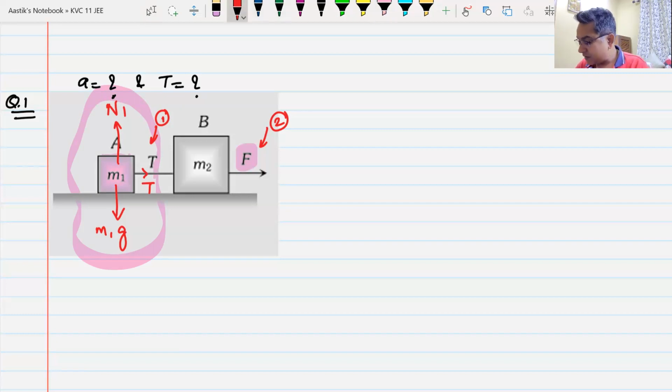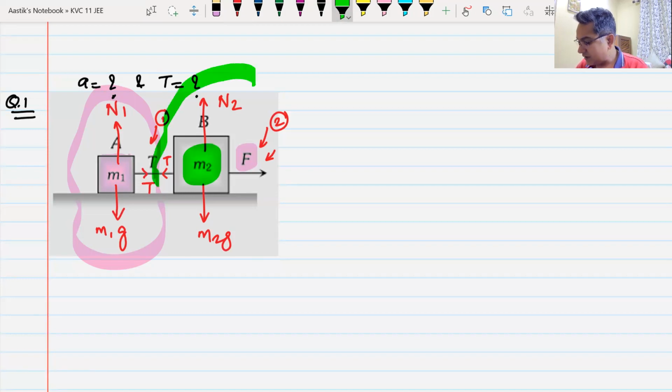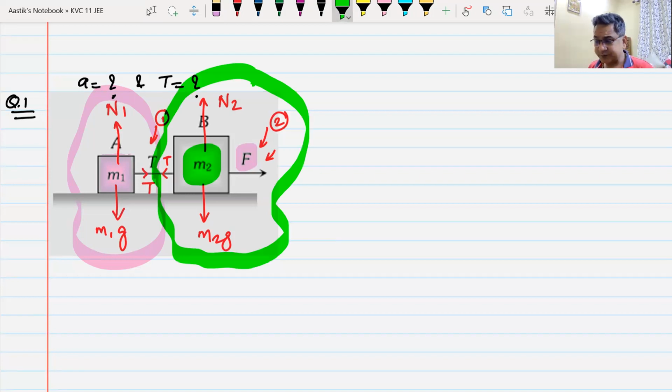Then let me draw the free body diagram of this block. The weight is m2g, the normal reaction is N2, and there is a force F already here. Then there is a force T because of the string pulling it back. If I call this block the green block, this is the free body diagram of the green block. Yes or no? Do we understand this?